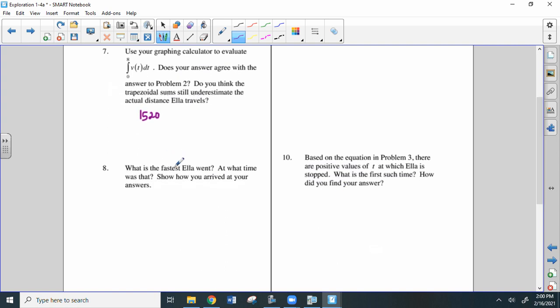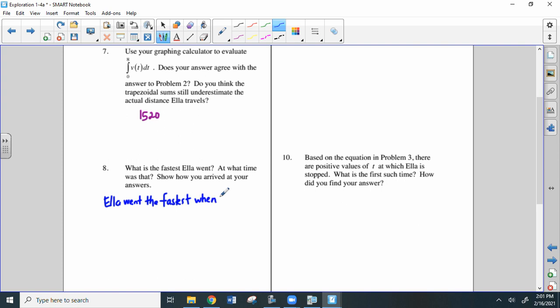So it says, what is the fastest Ella went? The fastest Ella went. And then show how you arrived at your answer and what time was that. Okay, so let's talk about how we find the fastest. Well, Ella went the fastest, hopefully you're thinking about this, when, right?